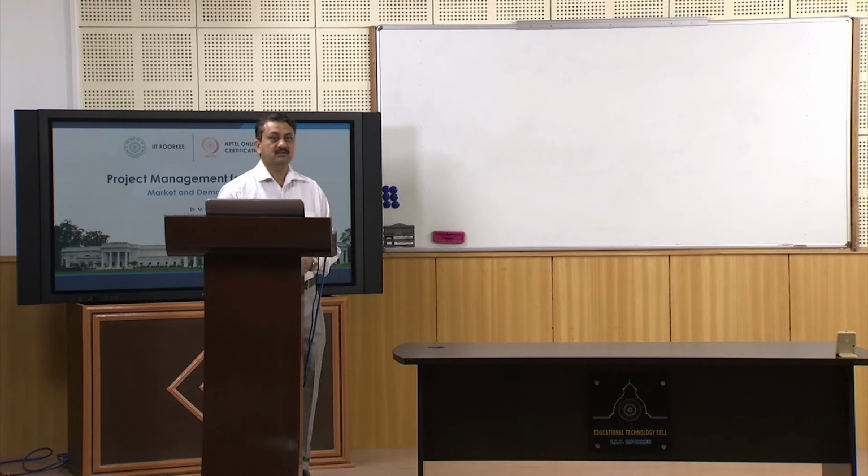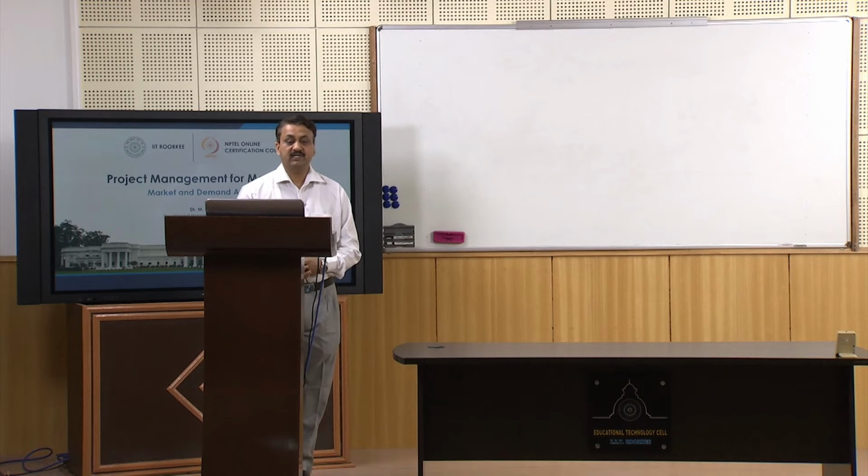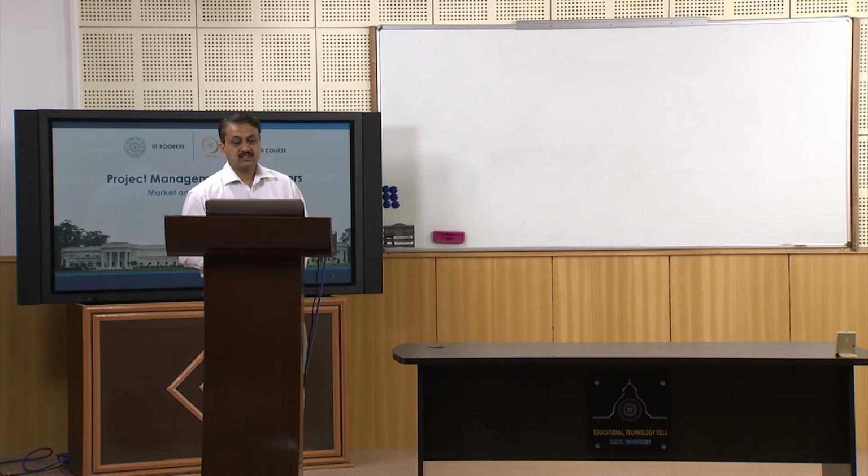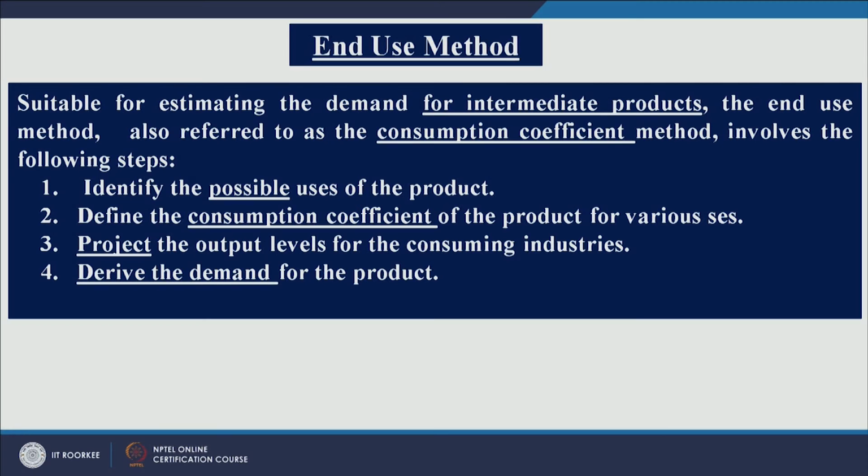Actually, this particular forecasting method is applicable for finding the demand of intermediate products, and this is also known as the consumption coefficient method. So, one and the same thing, either you call it end use method or consumption coefficient method, and there are following steps. First of all you need to identify the possible end product, then define the consumption coefficient, then project the output level for the consuming industry and derive the demand for the product. So, these are 4 steps.